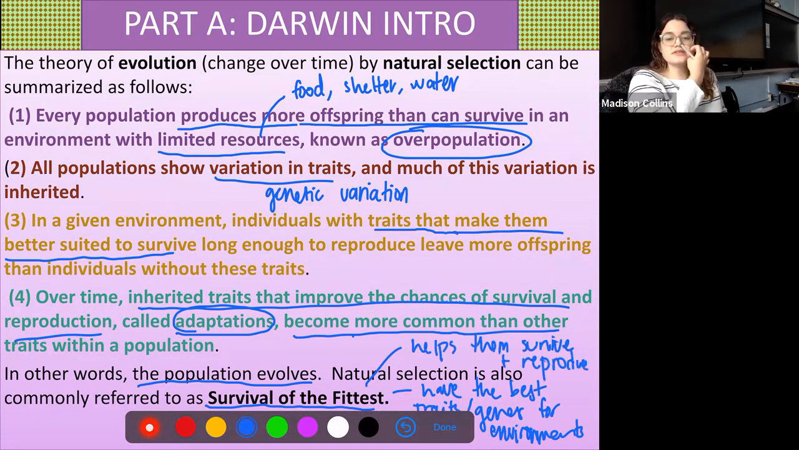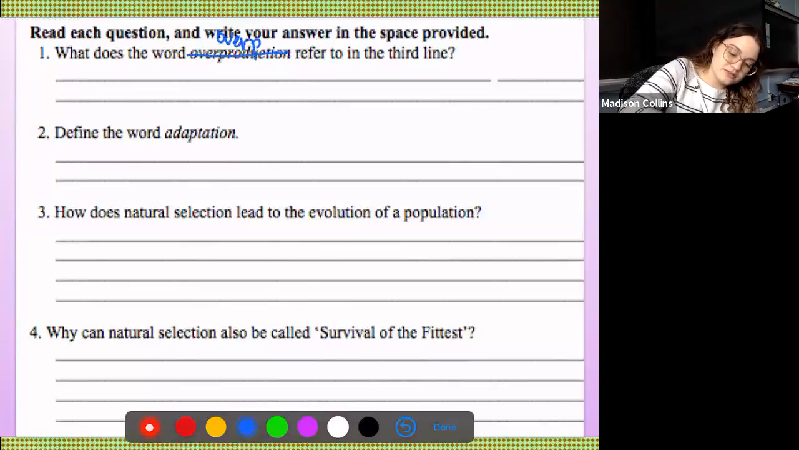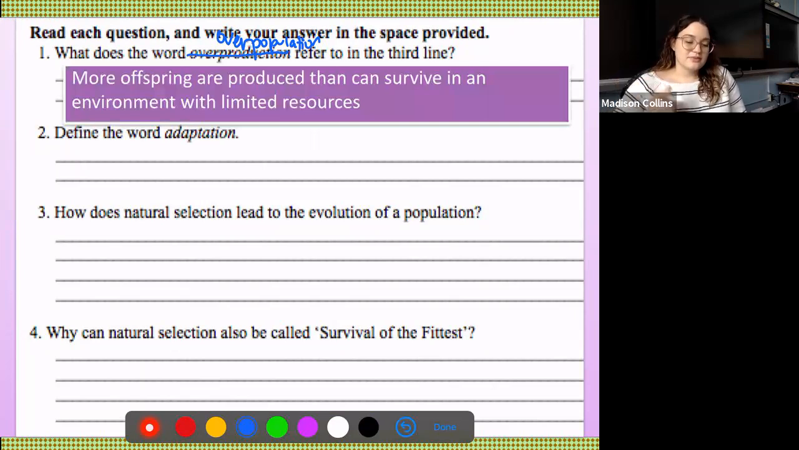Right, so let's now use this information to answer some questions. Starting with number one, what does this word, should be overpopulation, refer to in the third line? So we read that overpopulation means that more offspring are produced than can survive in an environment with limited resources. And remember, when we saw this word resources, we're talking about food, we're talking about shelter. More organisms are produced than can survive.